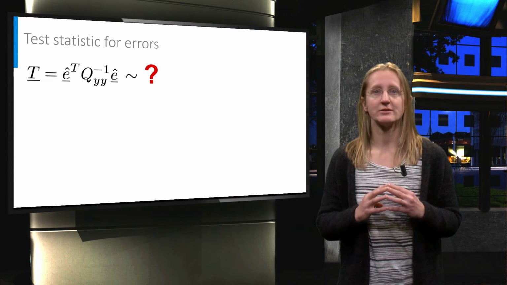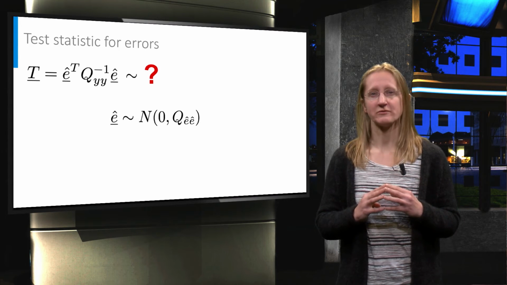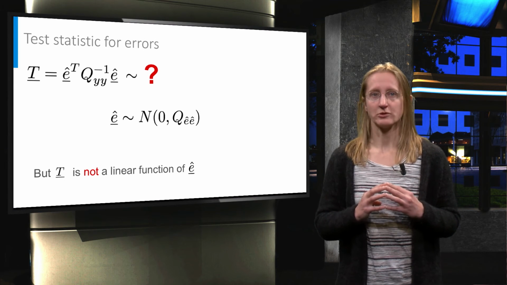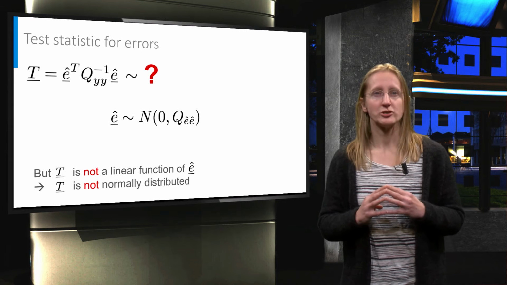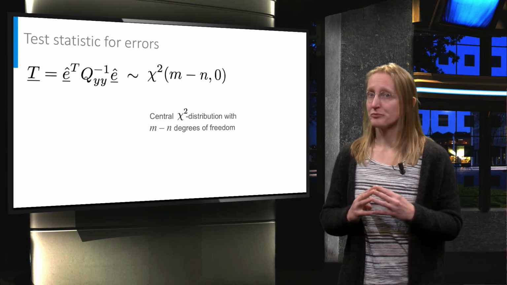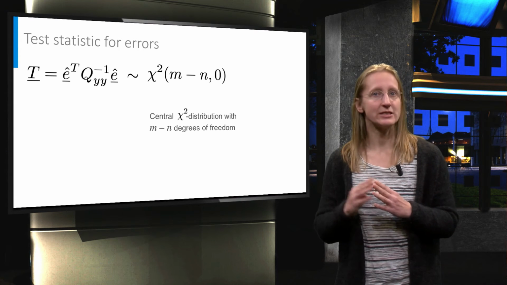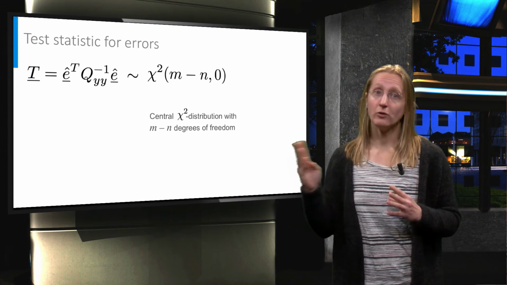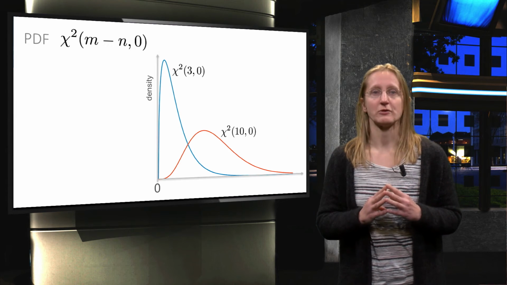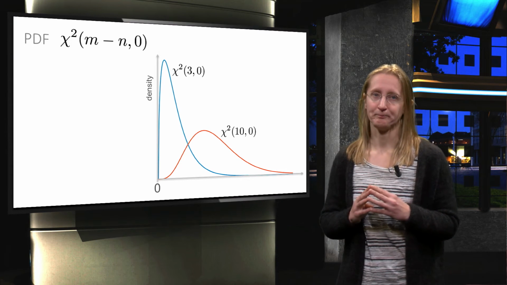Of particular interest here is e hat. But test statistic T is not a linear function of this normally distributed vector. So T will not be normally distributed. However, it can be shown that T has the so-called chi-square distribution. To be precise, it is the central chi-square distribution with m minus n degrees of freedom. And recall m minus n is the redundancy. Here we show some examples of chi-square distributed variables with 3 and 10 degrees of freedom.